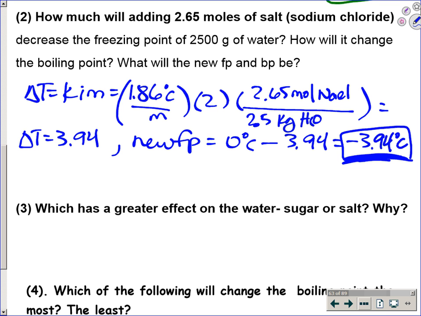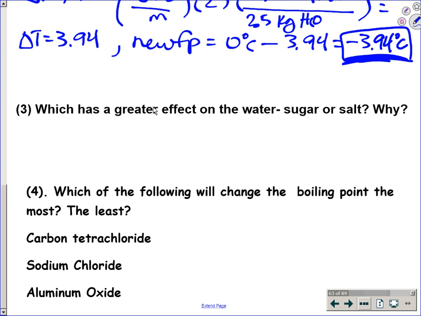So really, the thing that matters is the i factor. The fact that sodium chloride had a van 't Hoff factor of 2 versus the sugar of 1 made our whole situation just double the delta T, which significantly decreased the freezing point, and of course doubled the boiling point elevation as well. So the i factor will matter, and that's sometimes the only thing you need to look at. So 3, which has a greater effect, sugar or salt? For sure, salt. Anything ionic will have a greater impact on all the colligative properties, elevation or depression, okay?